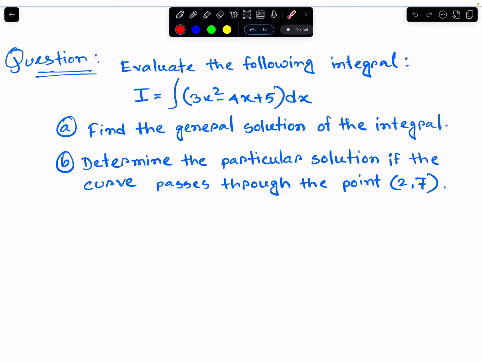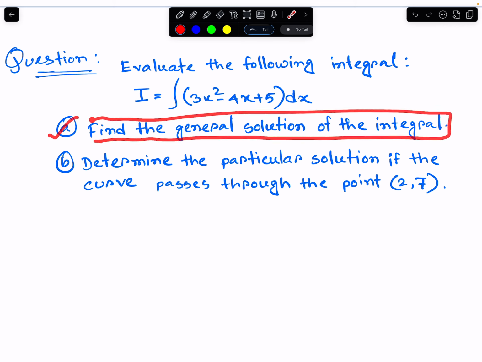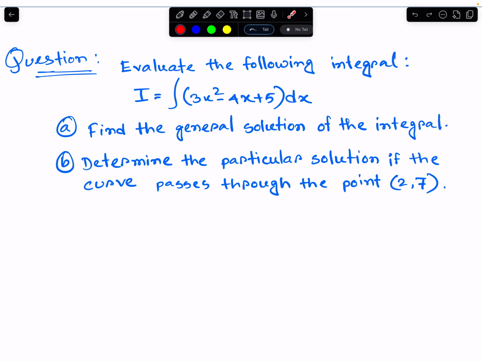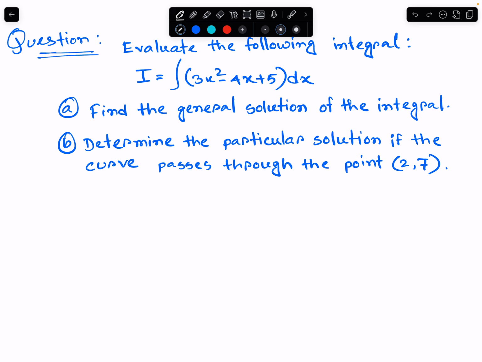So let's get started. First of all, we have an equation I equal to the integration of 3x squared minus 4x plus 5 with respect to x. First question, we have to find the general solution of the integral. And the second question is to determine the particular solution, which we will get from question A. We have to pass a point through that curve. So first things first, we have to solve our question A.